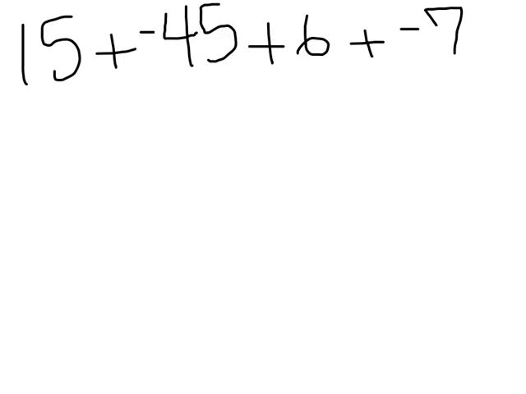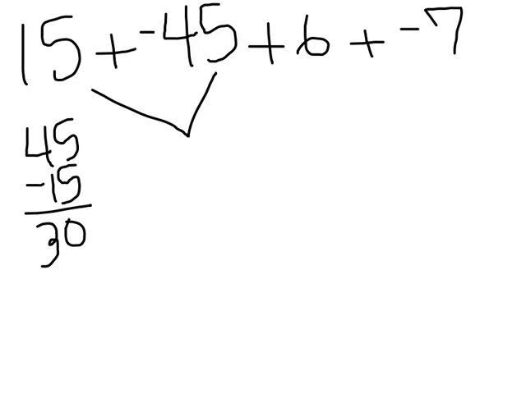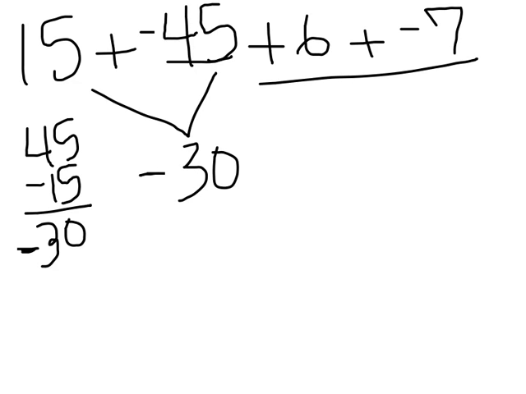Let's do another one. All right, 15 plus -45 plus 6 plus -7. Well, my first step here is to just look at my first two terms, 15 and -45. So I'm going to do 45 minus 15, which is 30. And I keep the sign of the larger number, which is 45, so this is a -30. So now I have -30. I haven't used this part, so I'm going to bring it down.